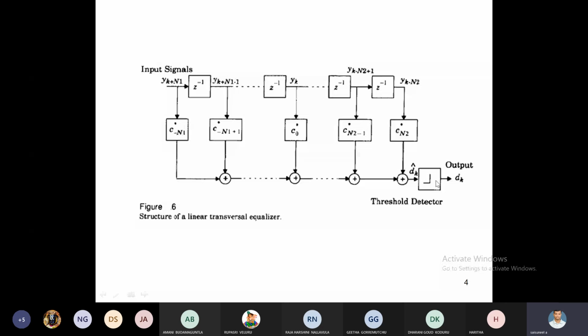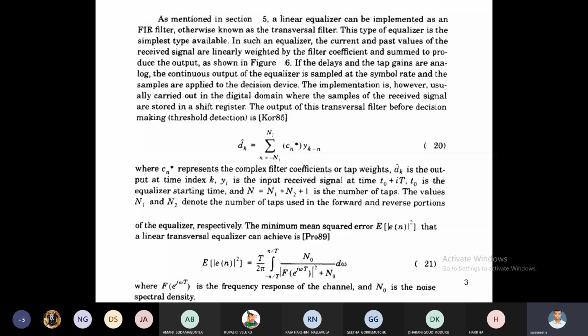The output of this transversal filter before the decision is d k cap, which is equal to the summation over n equal to minus N1 to N2 of c n star times y k minus n. What is c n star here? Complex filter coefficients, otherwise called the weights or tap weights. And d k cap is the output of the decision making circuit.